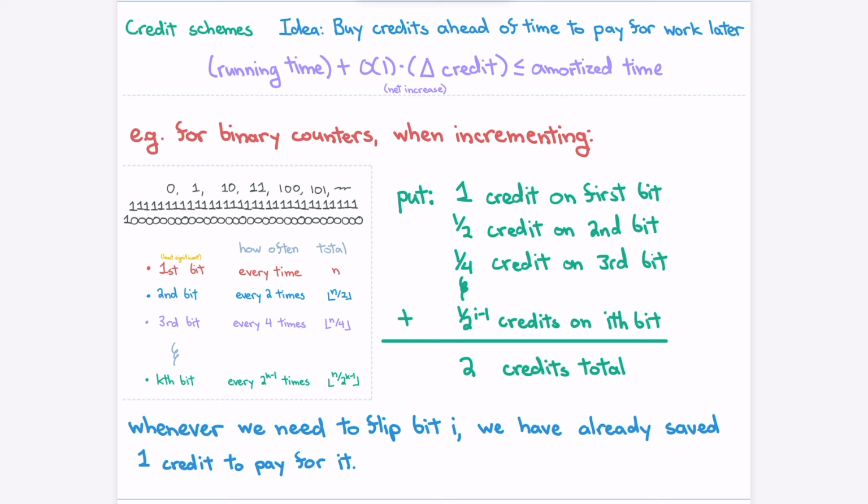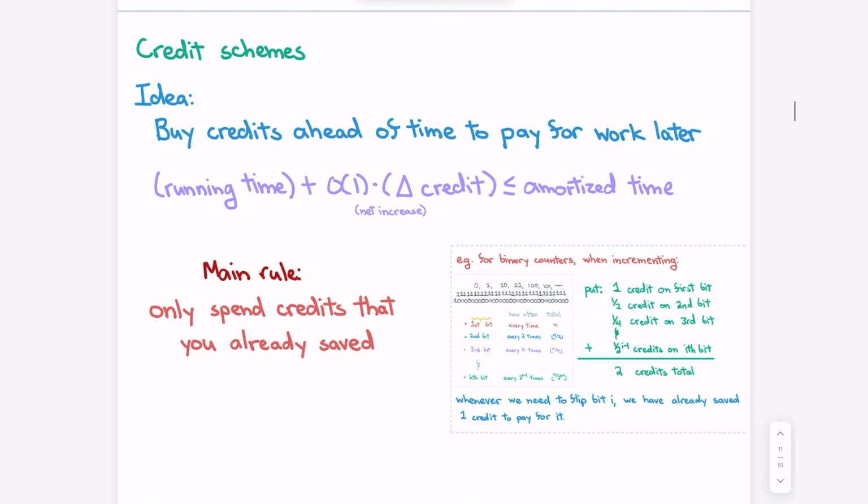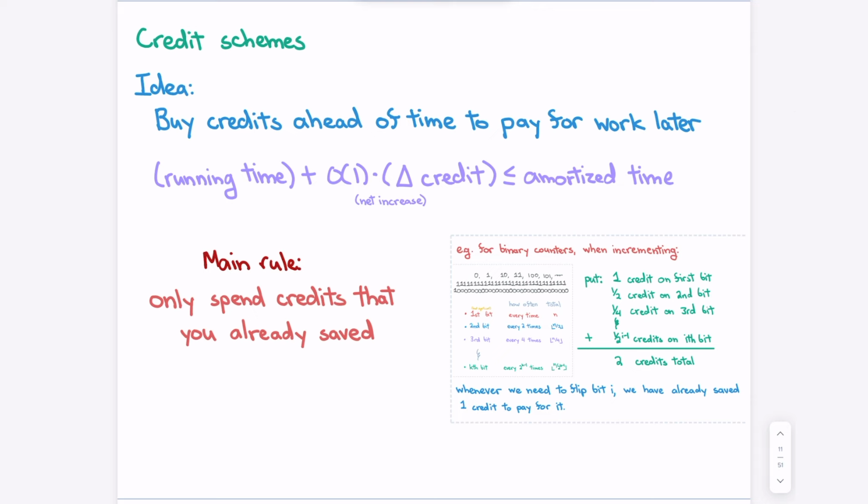Okay, so that's an example of credit schemes. That's the basic idea. The main rule is you can only spend credits that you've already saved. You can't go negative on credit. And you can see in the notes that for any generic situation, if you can set up some kind of credit strategy and guarantee you never go negative, you can always get this amortized bound.